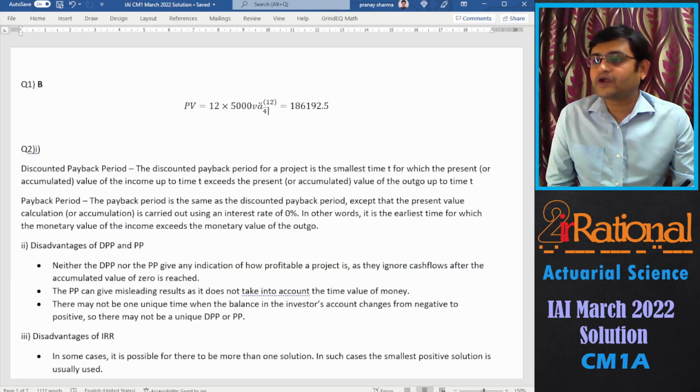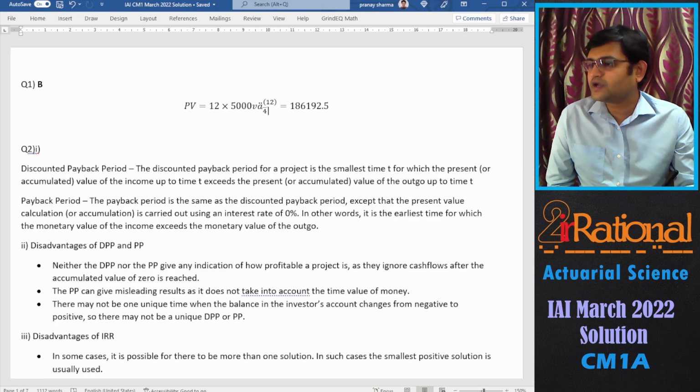The discounted payback period for a project is the smallest time t for which the present value or the accumulated value of the income up to the time t exceeds the present or the accumulated value of the outgo up to time t. Payback period is the same as the discounted payback period, except that the present value calculation or accumulation is carried out using an internal rate of 0%. In other words, it is the earliest time for which the monetary value of the income exceeds the monetary value of the outgo.